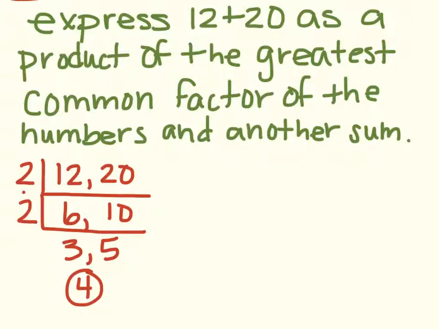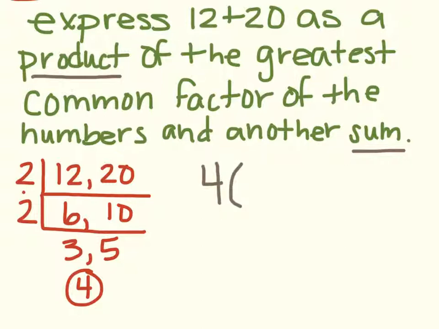Our problem tells us to express 12 plus 20 as a product of the greatest common factor of the numbers and another sum. Okay, well, we have some keywords in here we need to pay attention to. Product means we're going to be multiplying. Sum means we're going to be adding. Okay, so we're expressing 12 plus 20 as a product of the greatest common factor of the numbers and another sum. Okay, so this is telling me I need my greatest common factor here.